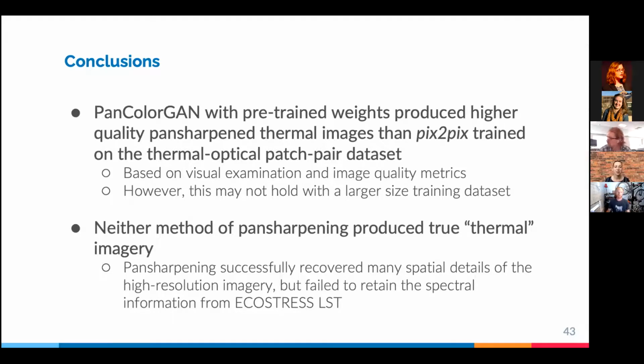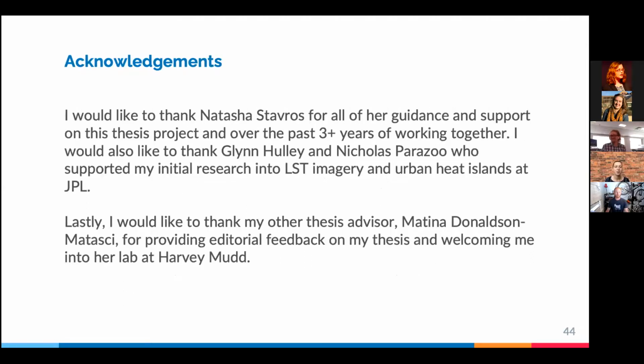I found that pan-sharpening successfully recovered many of the spatial details of the high-resolution imagery, but failed to retain some of the spectral information from the LST. So perhaps using the PanGAN architecture that has both that spatial and spectral discriminator to maintain both types of information will be helpful.